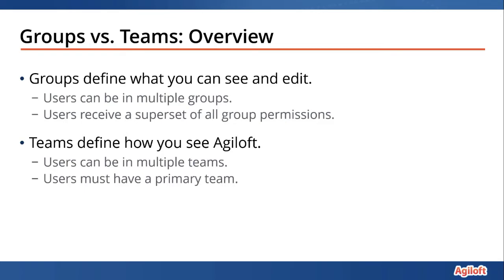In order to access the system, each user has to have at least one team to determine the structure of what they see, and at least one group to determine the records they can see within that structure. They also have to have a primary team defined.